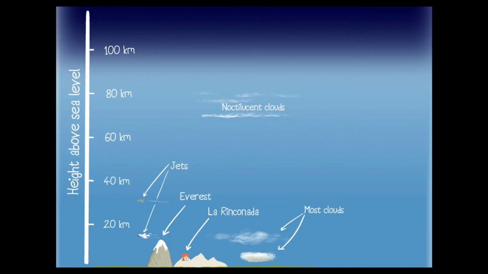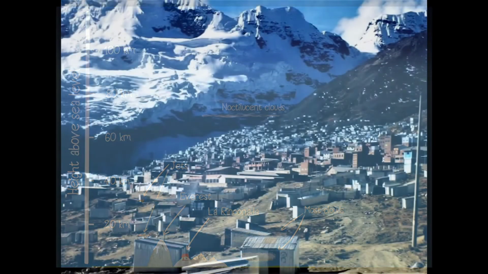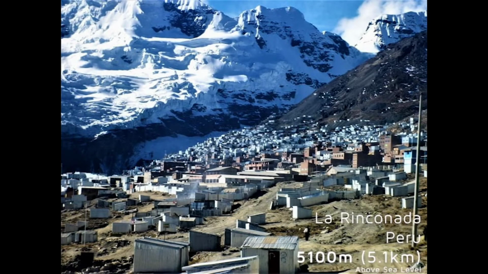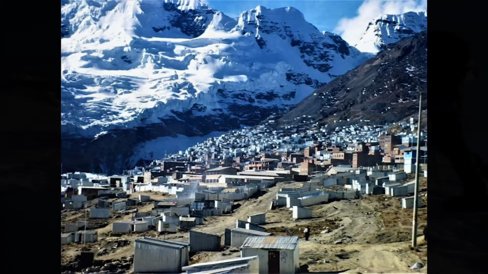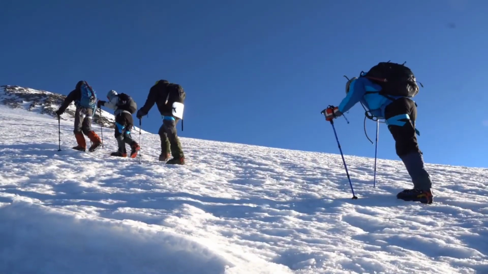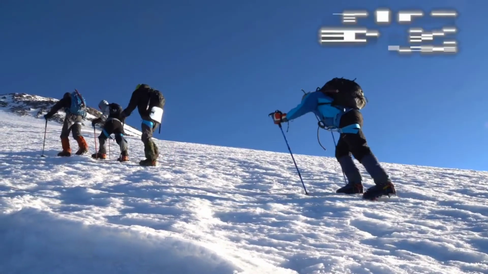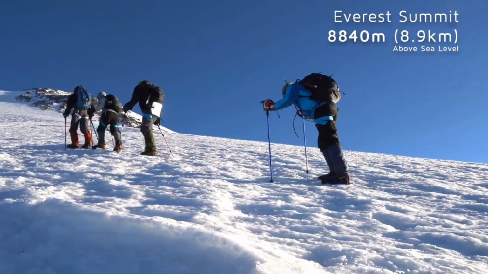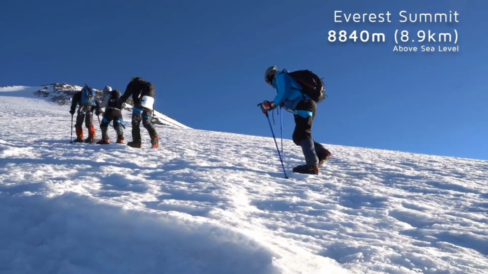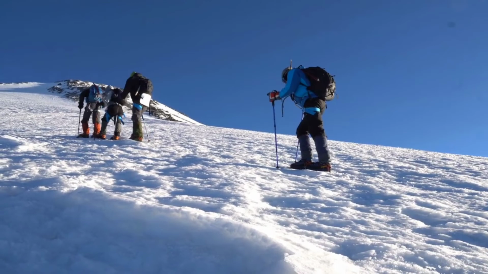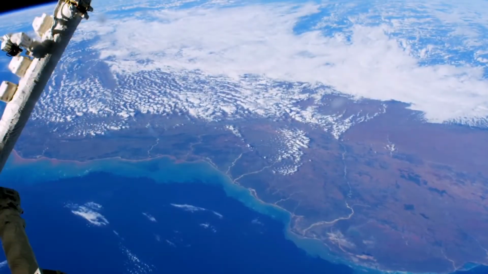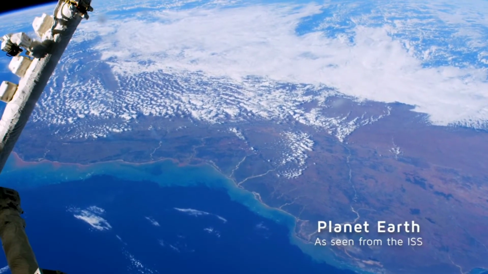The highest permanent human settlement is La Riconada in Peru, and that sits about 5,100 meters above sea level. And although humans have walked on the top of Everest without oxygen, which is nearly 9 kilometers above sea level, they have not been able to stay there for very long. And so it is just these few kilometers of air that keep us alive.